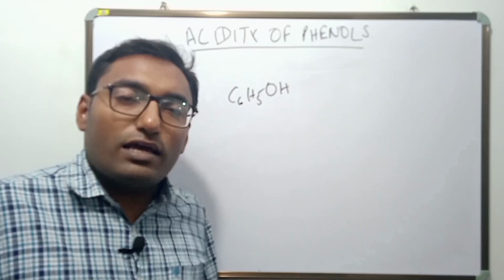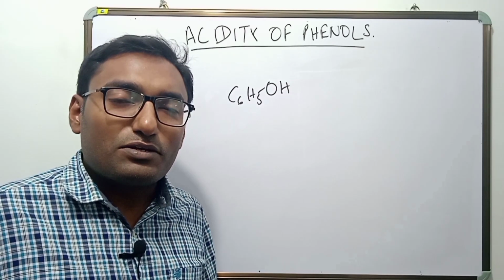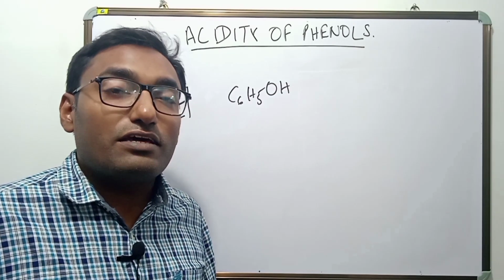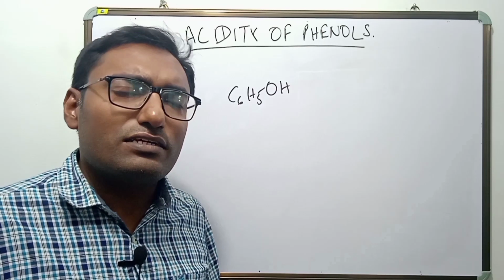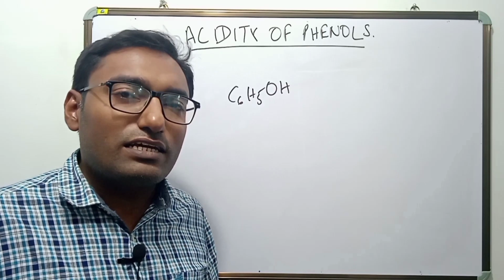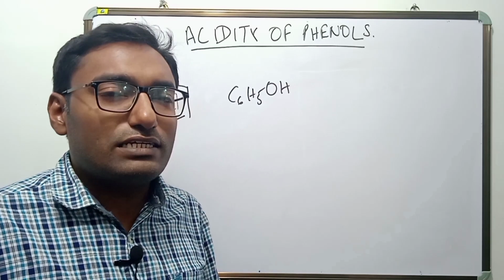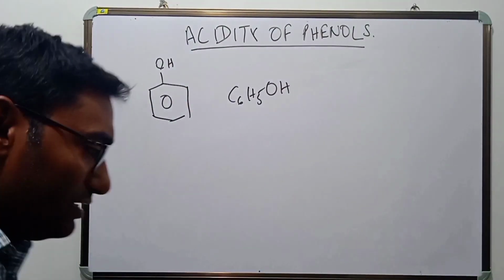Phenols are acidic in nature. They are weakly acidic. They are not strong acids. They are weak acids. So they are acidic in nature. Why are they called acidic in nature? Let's see that.